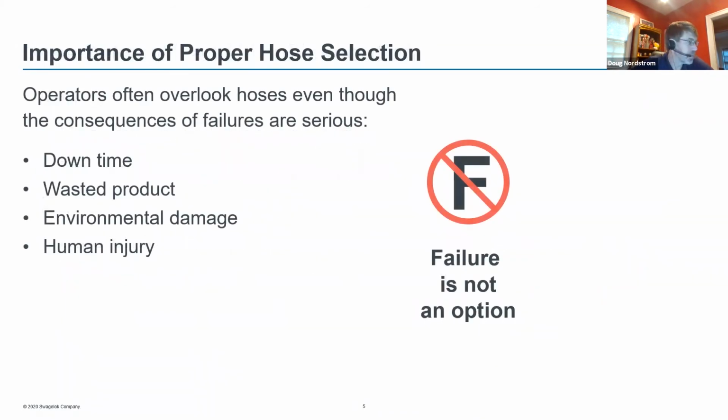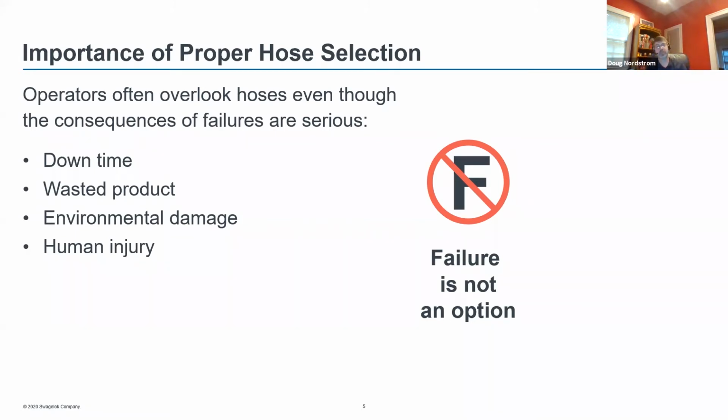So just to start off with, why does hose selection matter? It amazes me how often hose selection isn't really something that is thought of as being a very serious or important thing with a fluid system. In actuality, a hose is a very important product. It's the wear item of a fluid system, and it's usually one of the more common failure points.